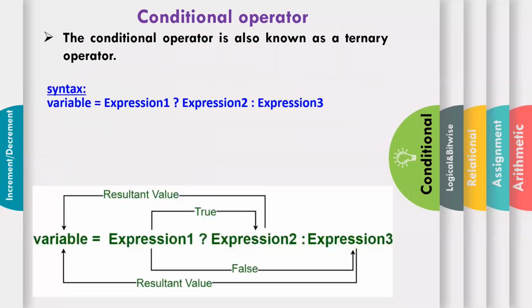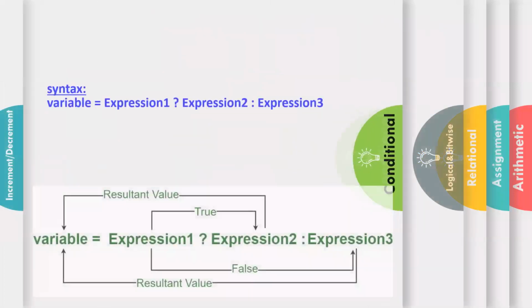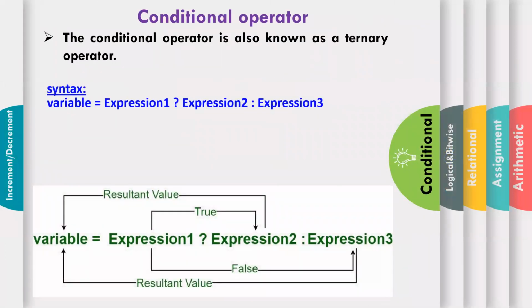Okay, next operator is the conditional operator. So it is also called the ternary operator, and this is the syntax for the ternary operator. Why is it called a ternary operator? Here there are three operands. This operator is the question mark and colon. So this is the syntax: some variable is equal to expression 1, question mark, expression 2, colon, expression 3. So here there are three operands: expression 1, expression 2, expression 3. So that's why it is called the ternary operator.